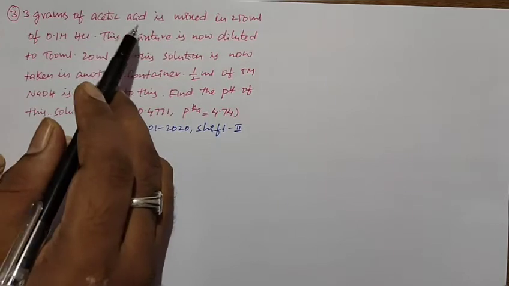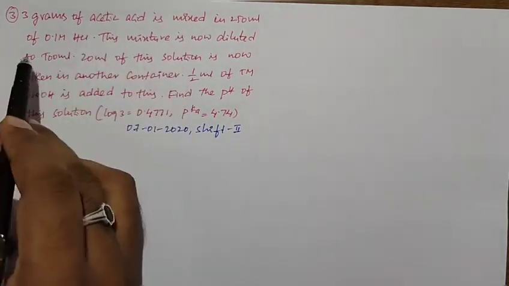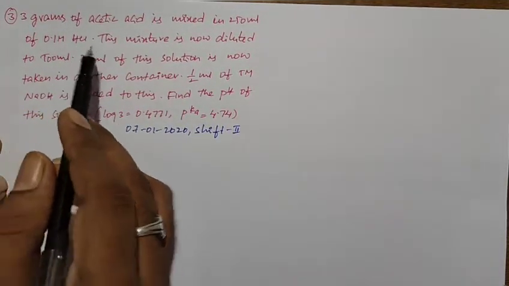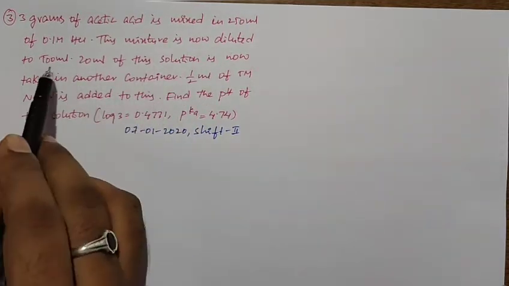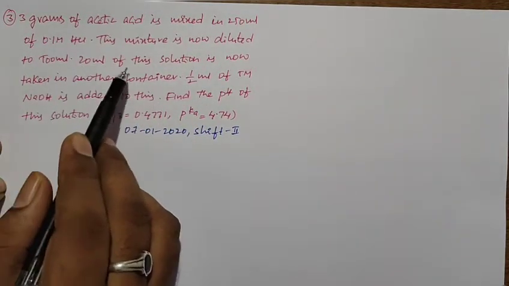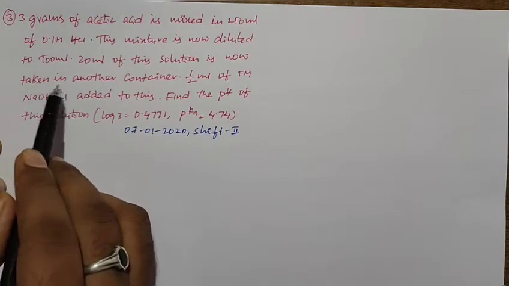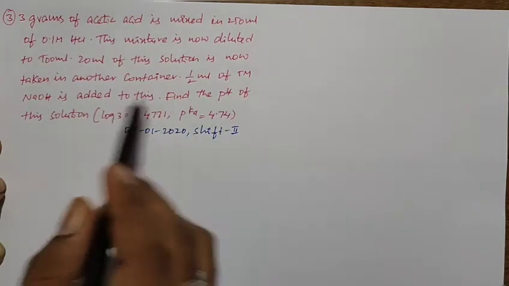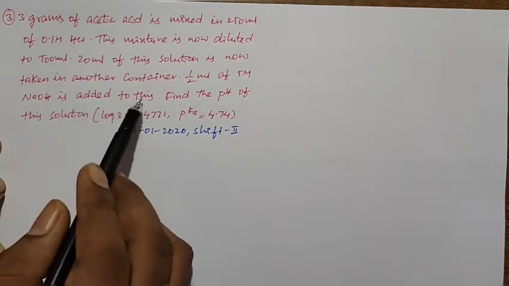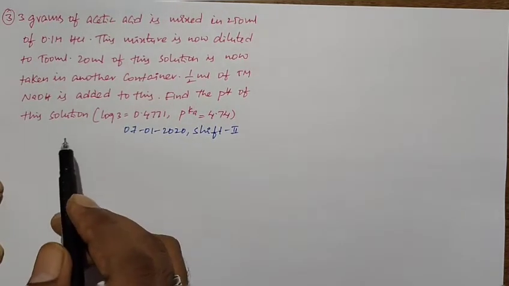Okay students, this is the next problem. 3 grams of acetic acid is mixed in 250 ml of 0.1 molar HCl. This mixture is now diluted to 500 ml, and 20 ml of this solution is taken in another container. 0.5 ml of 5 molar NaOH is added to this. Find the pH of this solution.